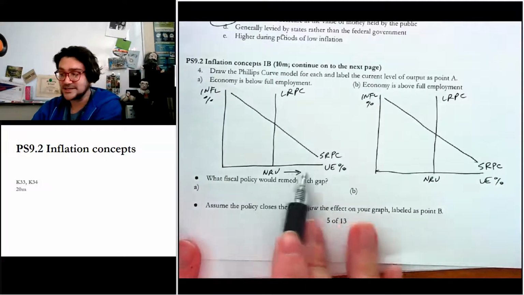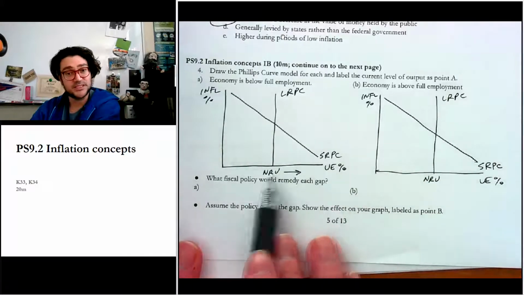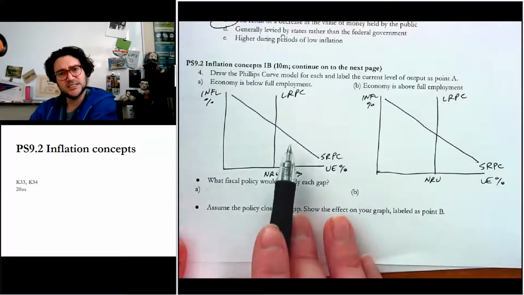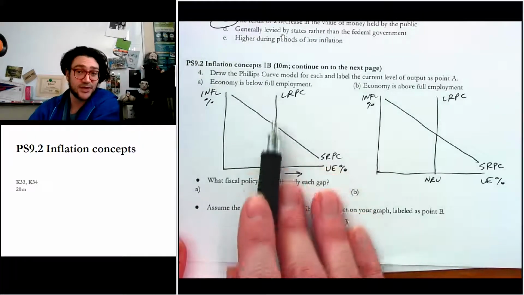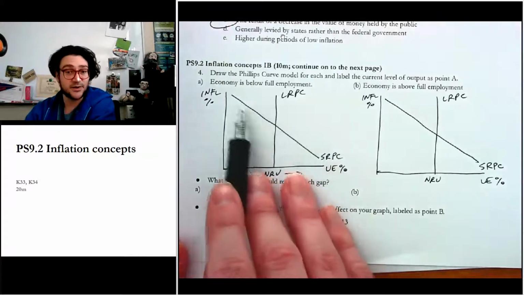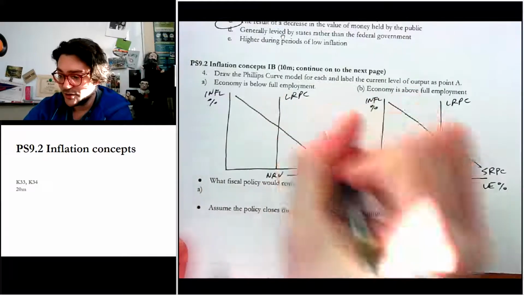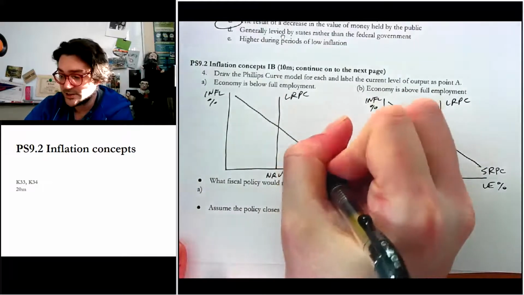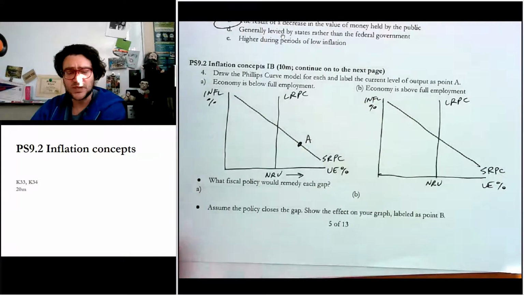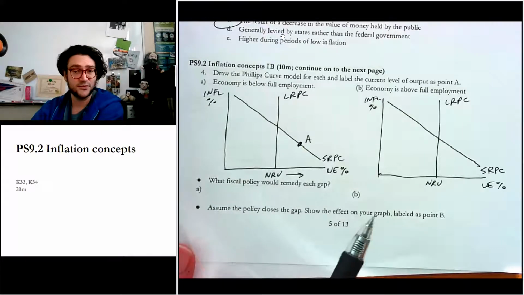If we're gonna put our dot, because we're looking for a dot for point A, we have to be on this side because it's below full employment. We don't have enough jobs. And so that means we're not going to be on the LRPC. It means, though, that we will be on the SRPC. So you can put the dot anywhere on the SRPC that's to the right of the LRPC.